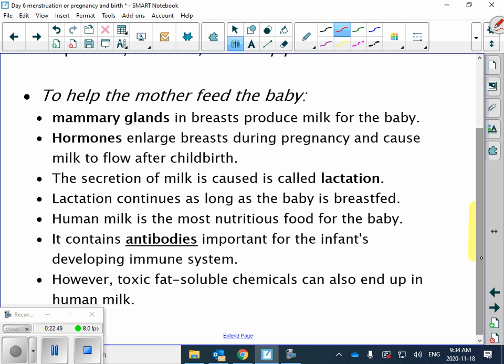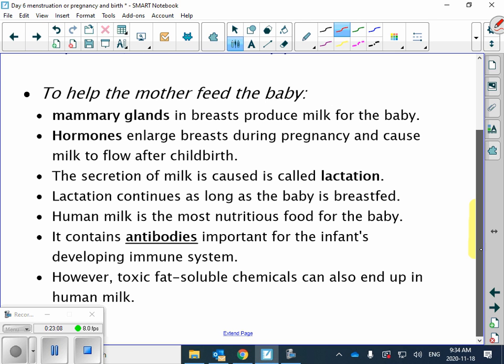So human milk is the most nutritious food for the baby. It also contains antibodies that are important for that baby's immune system, because when babies come out, they don't have any exposure to germs in the environment, so they have to build that. We want to make sure that's a gradual build, that they're not exposed to too much. However, the mother still should be careful what she eats and drinks, because there is some crossing of fat-soluble chemicals into the breast milk.